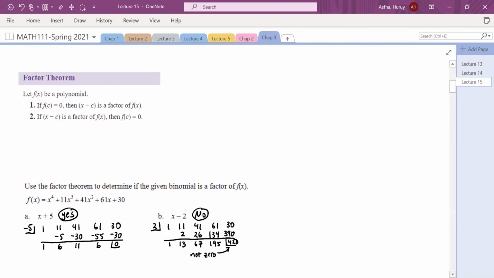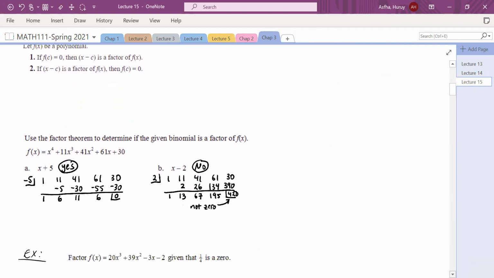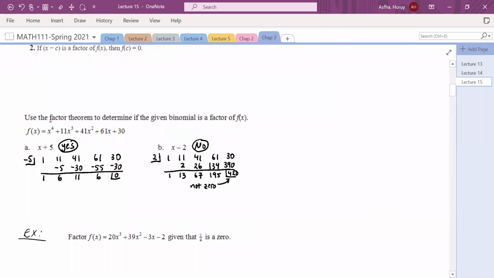Now let's use the factor theorem to determine if the given binomial is a factor of f of x. So here we have the polynomial function, and here we have the binomial factor. We don't know if it is a factor or not, but we want to check. Now, how do we check? Well, we need to divide f of x by x plus 5.